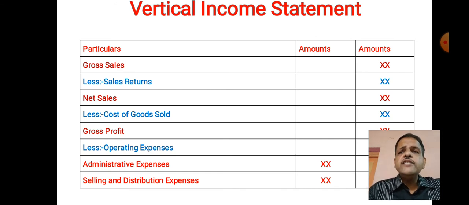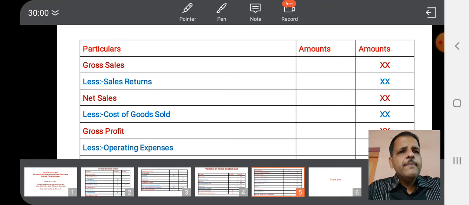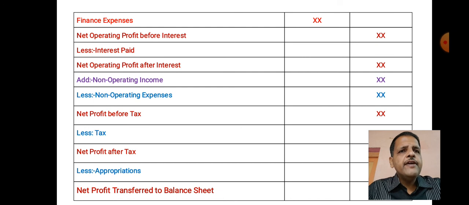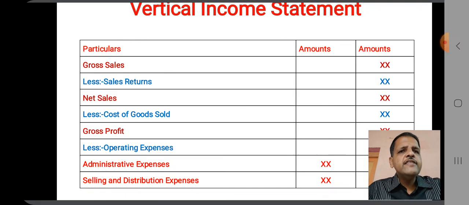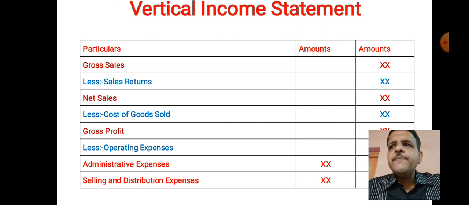Now, from this gross profit, we have to deduct three types of expenses, which are known as operating expenses, in order to arrive at our next level, that is, net profit before interest. Friends, when we say operating expenses, what is meant by it? Operating expenses are the expenses incurred in the course of normal conduct of business which are related to business activities.